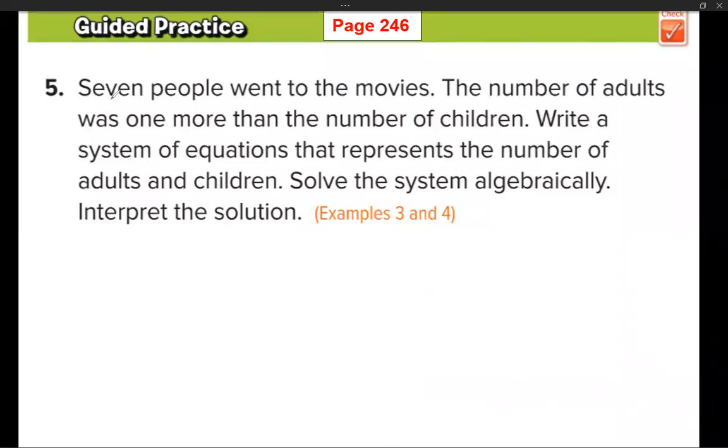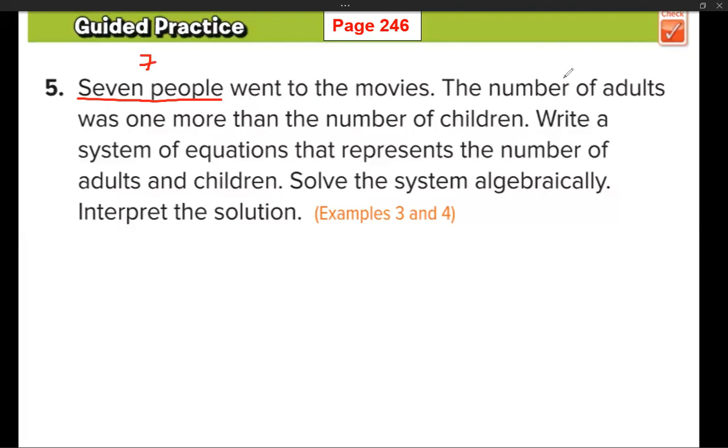Okay, so 7 people went to the movies. The number of adults was one more than the number of children. Write a system of equations that represents the number of adults and children, then solve the system algebraically and interpret the solution. Let's look at the first two statements. The first statement says that 7 people went to the movies. Do we know the number of people? Yeah, we know the number of people equals 7.